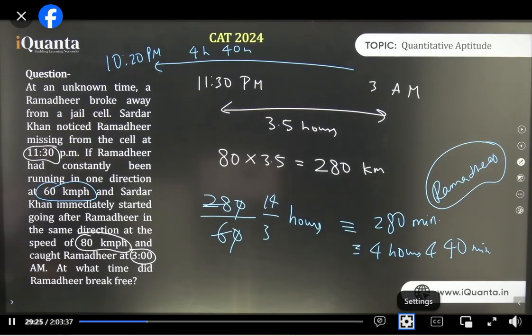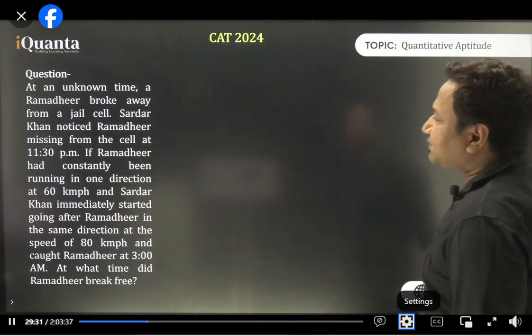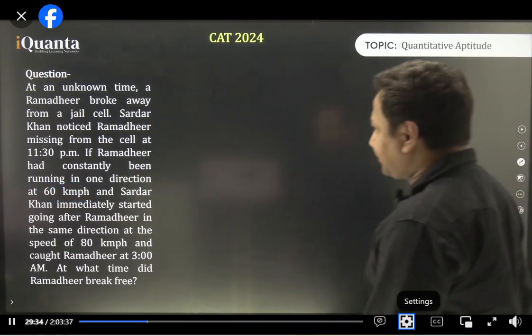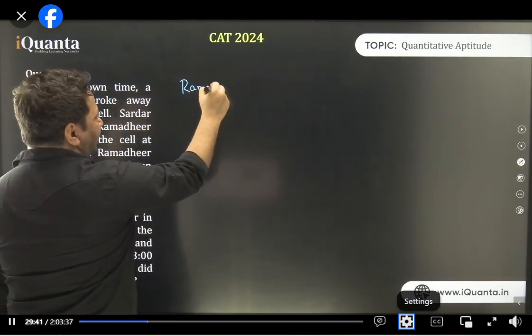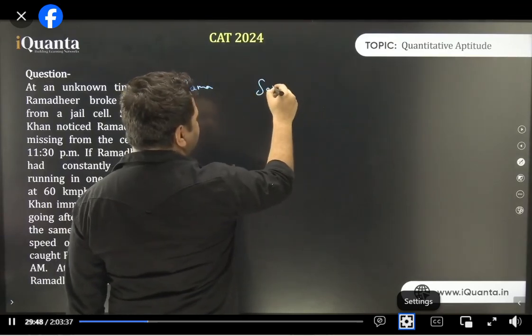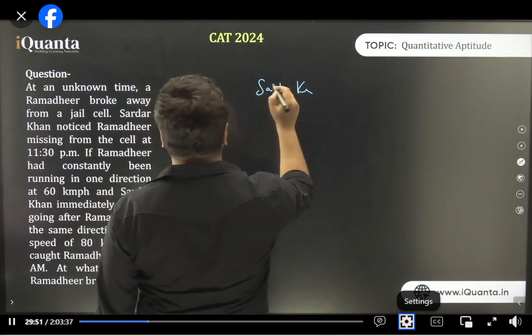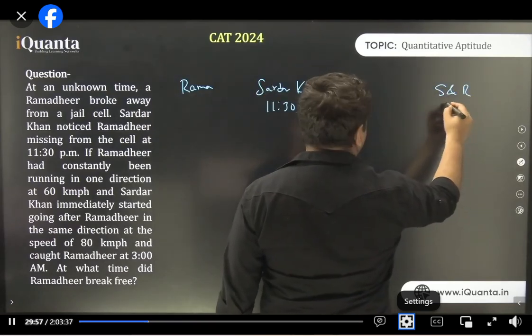Okay, Rashika. Relative speed, should we do that? Okay. Let's talk about relative speed. In the previous question, we did relative speed only, and now I think you will be able to relate with it. See, Ramadhir started at some time, which you don't know. Sardar Khan started at what time? 11:30 PM. And both were here at 3 AM.